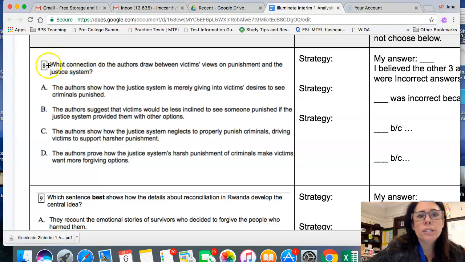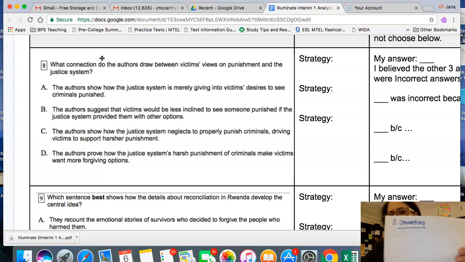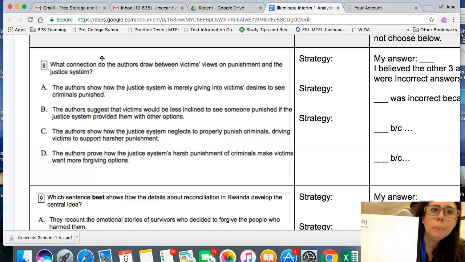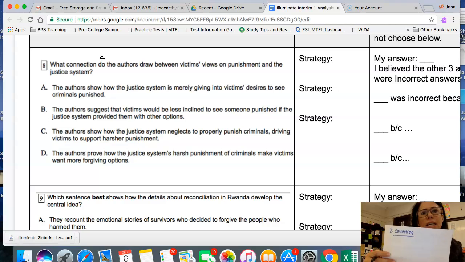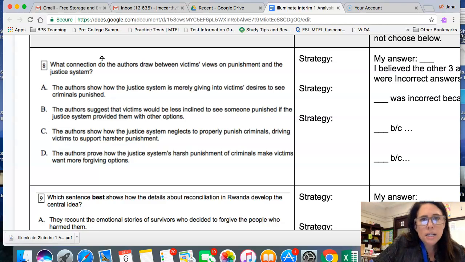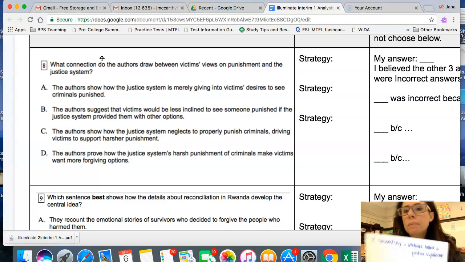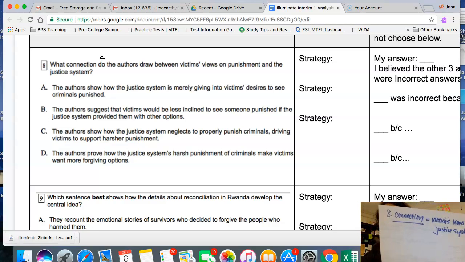So I want to circle the WH word, what. Then I'm going to write on a piece of paper, question 8, connection. Remember, I can't write or annotate on Illuminate or MCAS, but I can use my scrap piece of paper. That's what I'm looking for in number 8: a connection between the victims' views, so I have to figure out who the victims might be, and the justice system. I'm looking for something similar between these two things when I read.